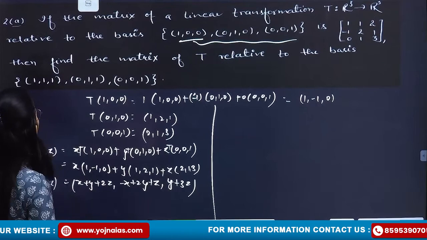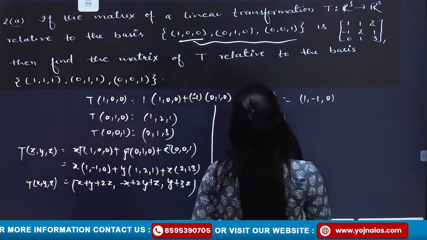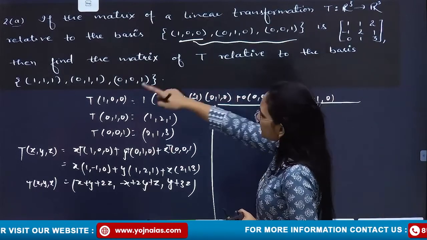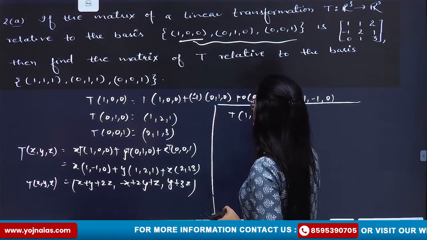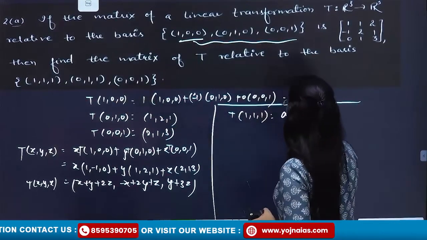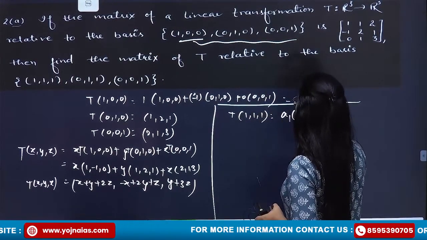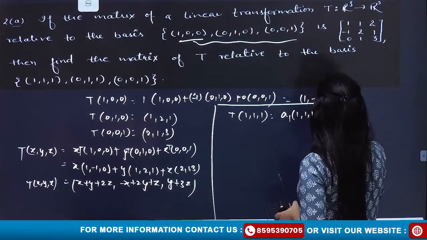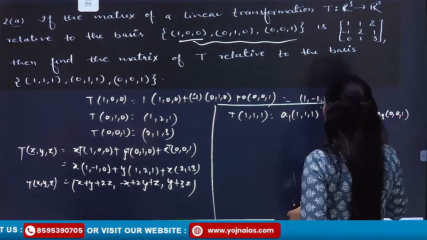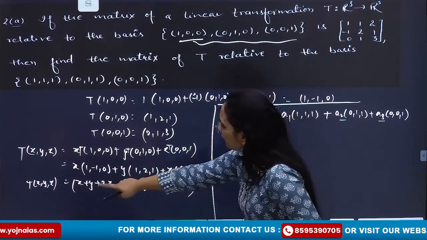But we need to find out now the matrix of T relative to the basis. Now you need to find out the matrix of T, and the matrix of T is given by the coordinates of the basis vectors. The first basis vector we write as a linear combination: A1 times the first vector plus A2 times the second plus A3 times the third. Find out A1, A2, A3. From where do you find it out? The first vector's image would be provided from here.